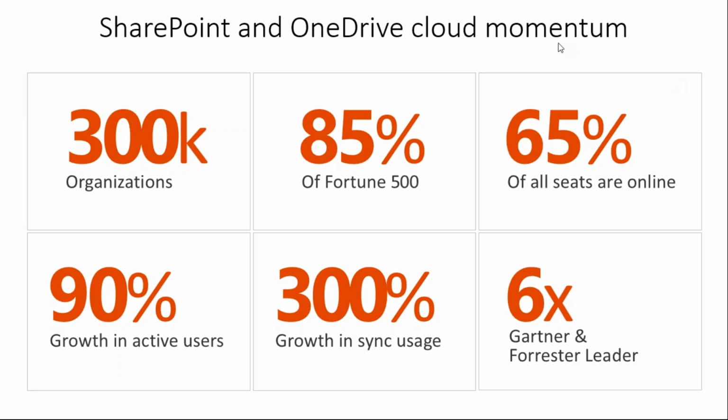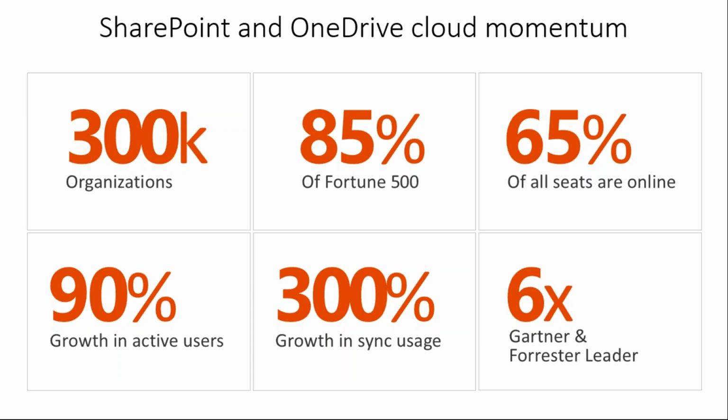All right. So the slide which you're seeing talks about the momentum: SharePoint and OneDrive cloud momentum. As of today, Office 365 is the world's number one SaaS solution. If you think about the footprint of Office 365 in today's IT market, 300K organizations are in Office 365, and almost 85% of Fortune 500 organizations are using Office 365. And 65% of all seats are online, which means these folks are on the cloud, and there is always a 90% growth in active users.